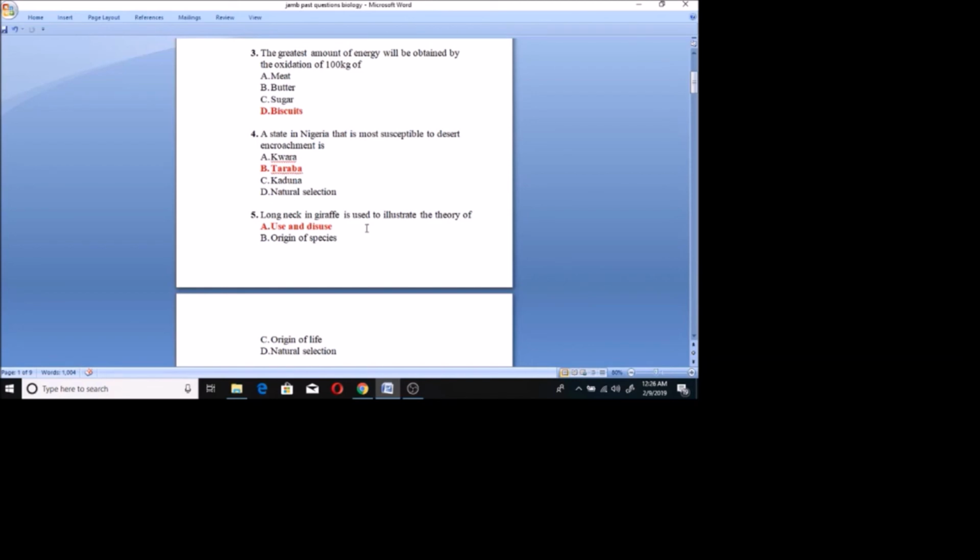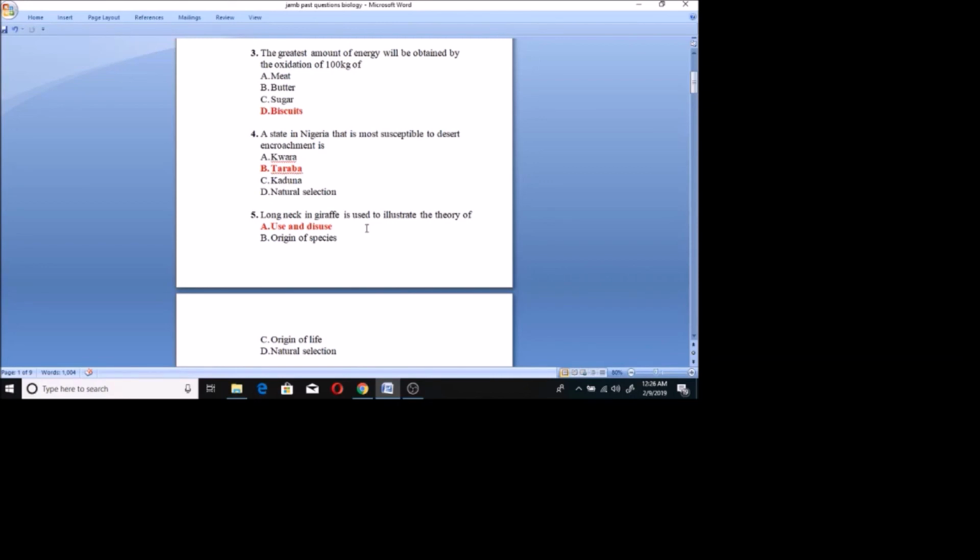So check through the questions. An increase in air pressure in the lungs is due to the: A. Increase in the volume of the thoracic cavity, B. Upward movement of the rib, C. Relaxation of the diaphragm, D. Contraction of the intercostal muscles. The answer is C. Relaxation of the diaphragm.